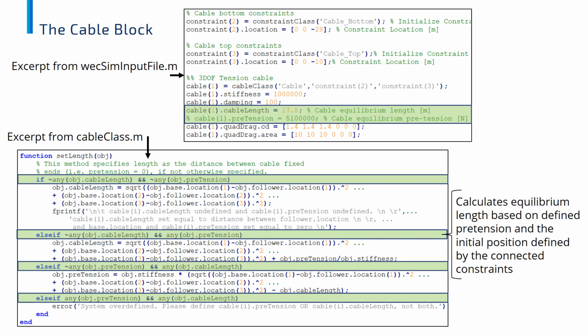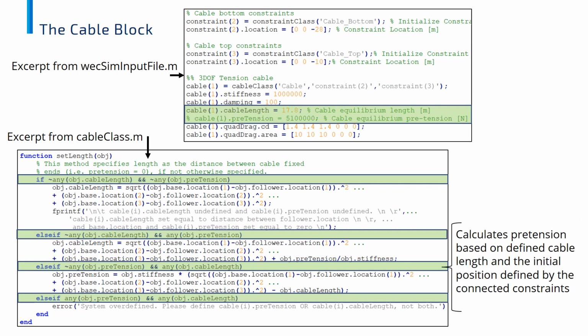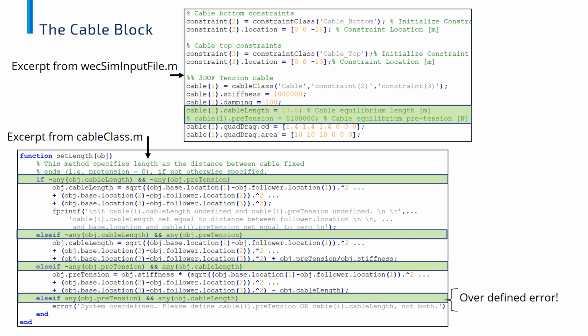In the second possibility, the user has defined a pretension but not a cable length. In this scenario, the constraint locations are used again, along with the cable stiffness property to back out what the equilibrium length of the cable must be. In contrast to this, if the user specifies a cable length but not a pretension, the pretension will be calculated from the difference between the specified constraint location and the equilibrium cable length. Now finally, if you specify both of them, because the cable end positions are fixed based upon their connected constraints, we've actually overdefined the system here, and this will result in a compilation error.